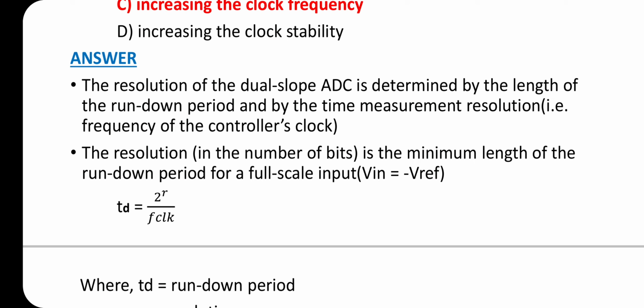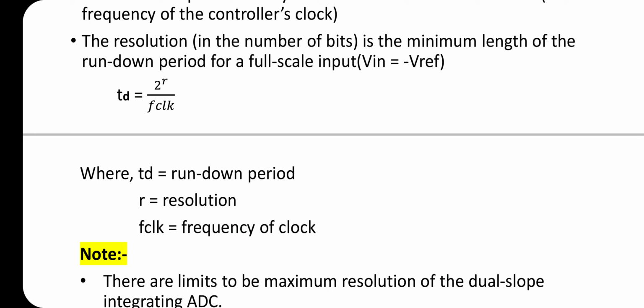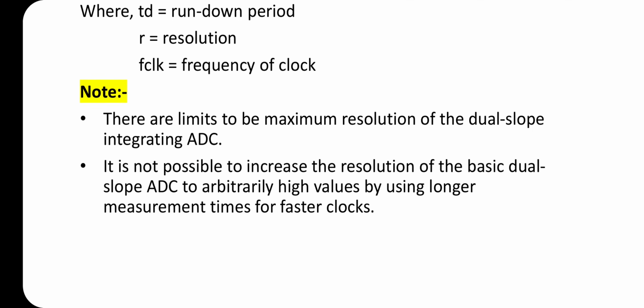The resolution in number of bits is the minimum length of the rundown period for a full scale input, that is, Vin equal to minus Vref. TD equals 2 raised to R divided by F clock, where TD is the rundown period, R is the resolution and F clock is the frequency of the clock. Note: there are limits to the maximum resolution of a dual slope integrating ADC. It is not possible to increase the resolution of the basic dual slope ADC to arbitrarily high values by using longer measurement times or faster clocks.